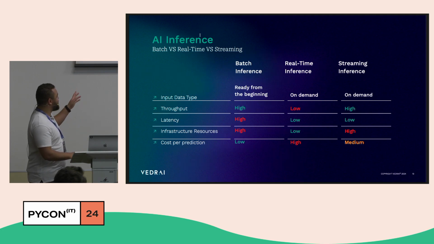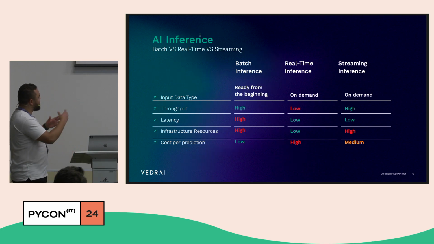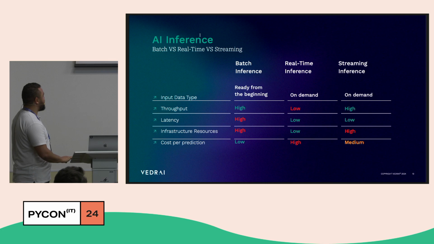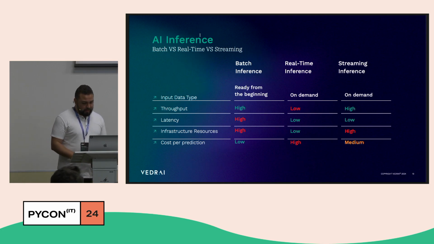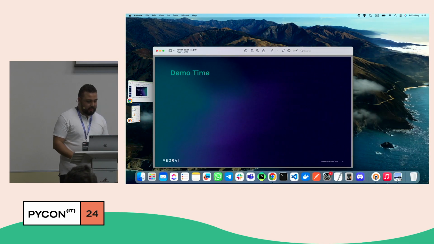So this is a matrix that can give us a conclusion about which infrastructure to use based on the requirements that we have in the initial part. And that's it for the slides. So let's see exactly how all that works.